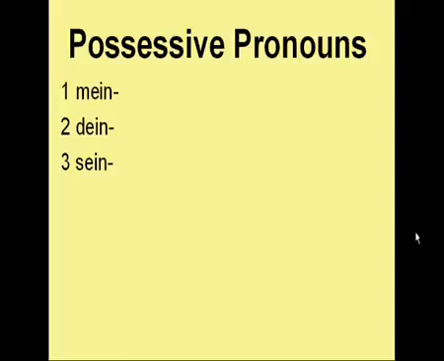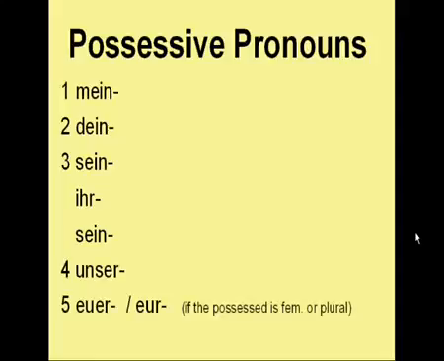For the feminine one, it is ihr. For the neuter one, it is sein. For the first person plural, it is unser. For the second person plural, it is euer or eur-. And finally, if the possessor is in the third person plural, we use this word stem, ihr.